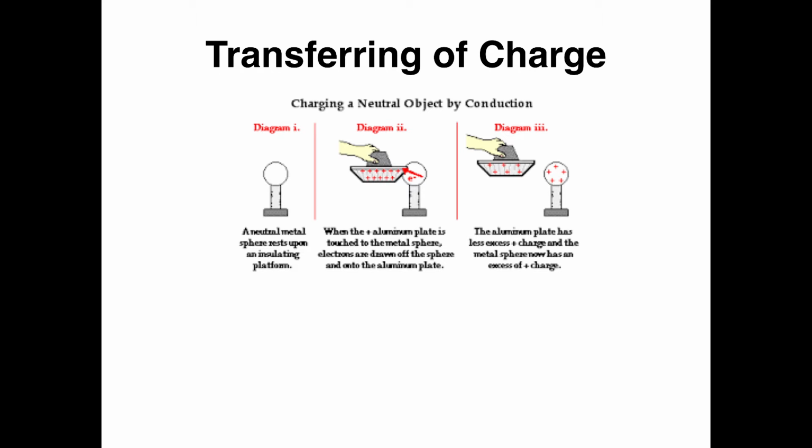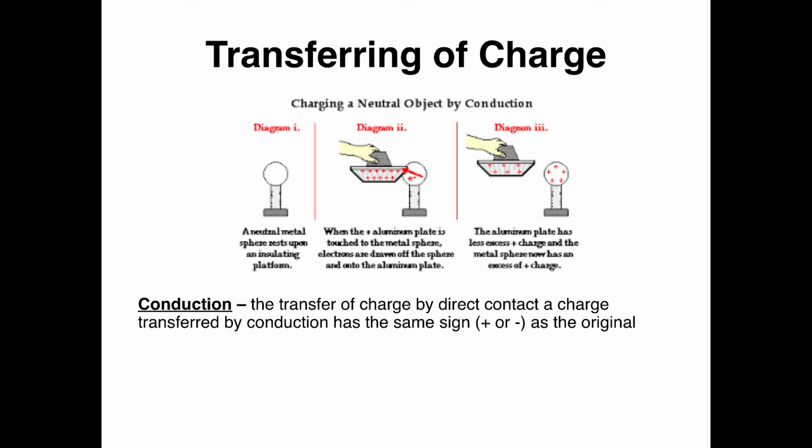Now we're going to discuss how charges are transferred. There are several ways in which charges are transferred, and we're going to take a look at many of those different ways. The first is by conduction. Conduction, just like with heat, is the transfer of charge through direct contact, where the charge is transferred from one to the other.